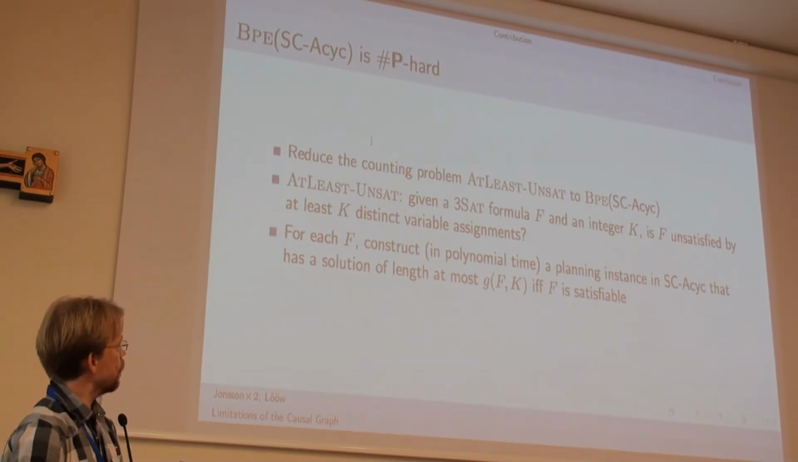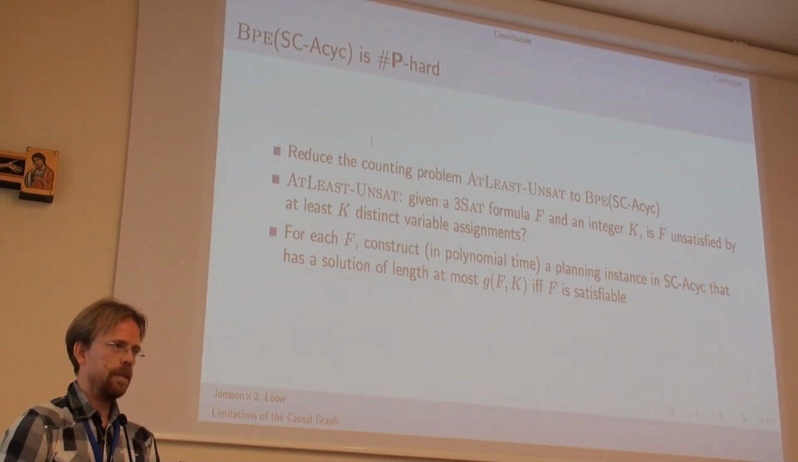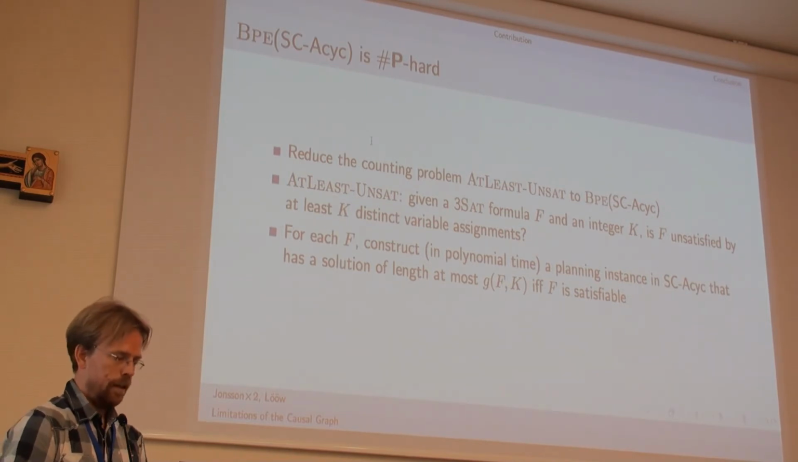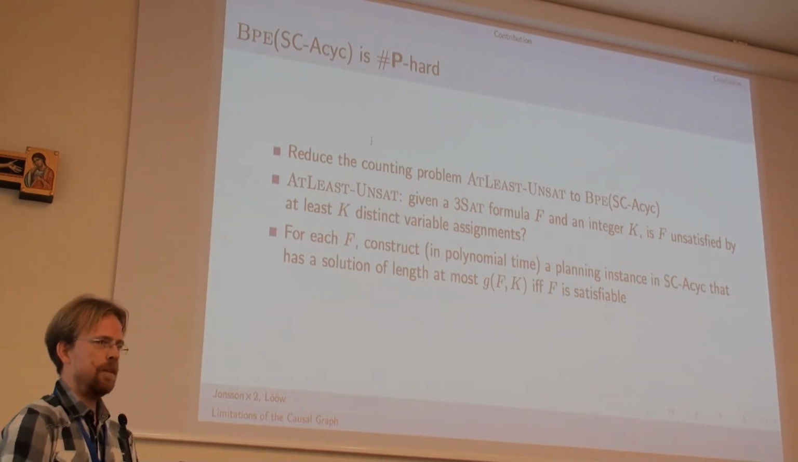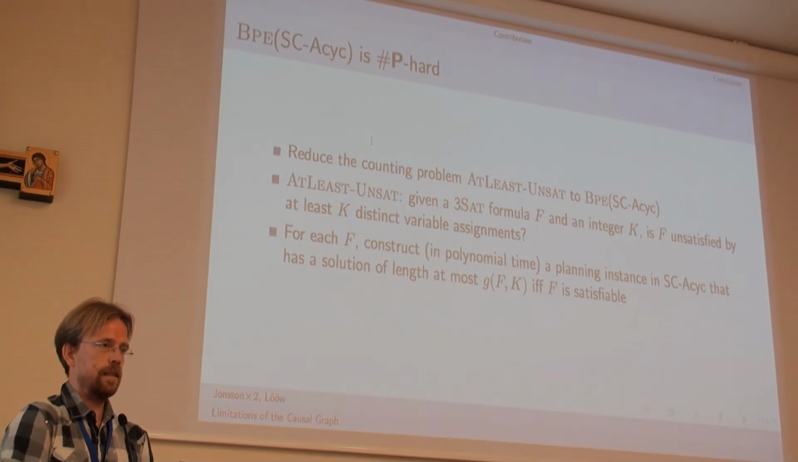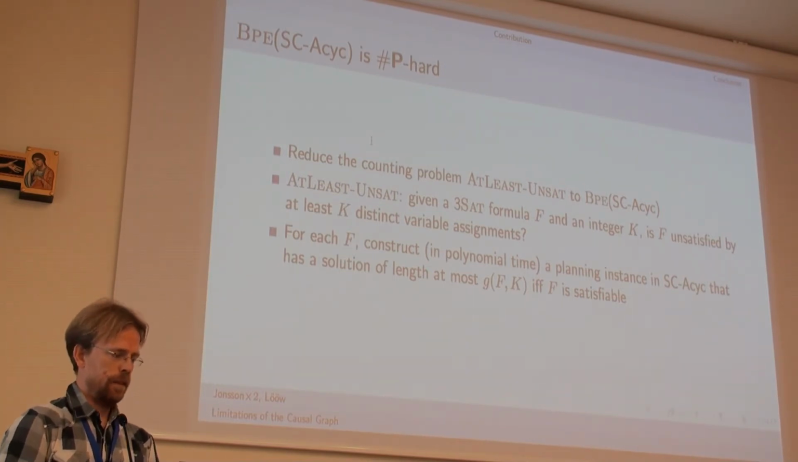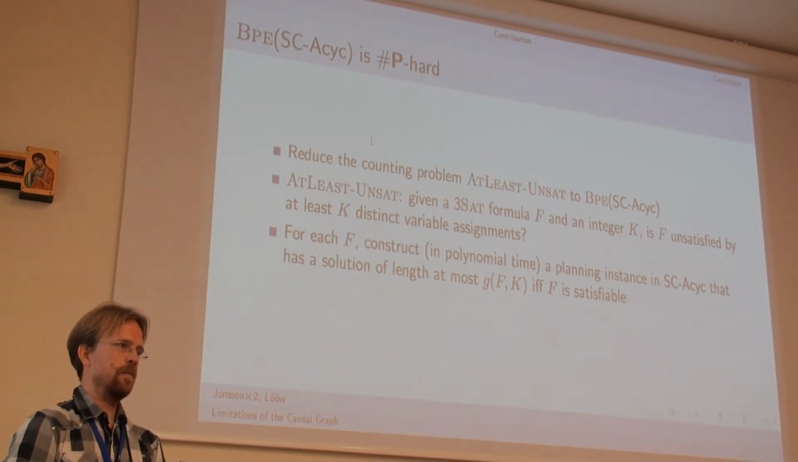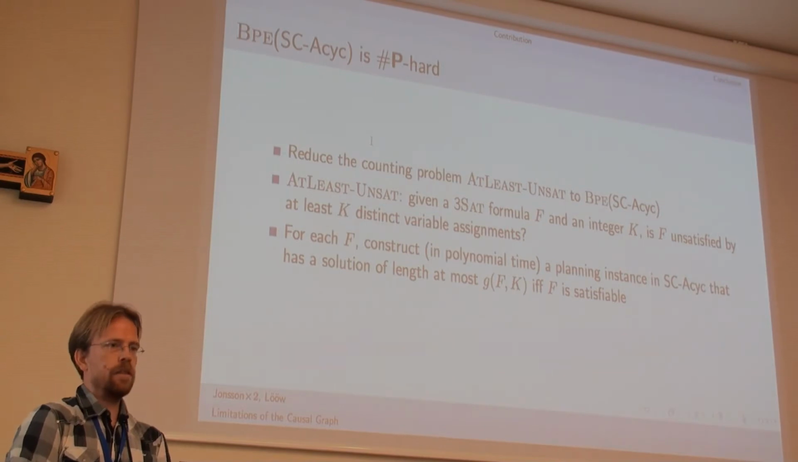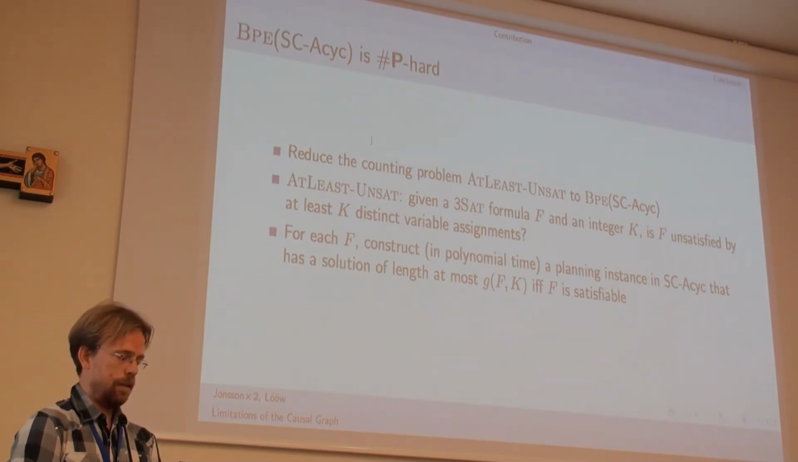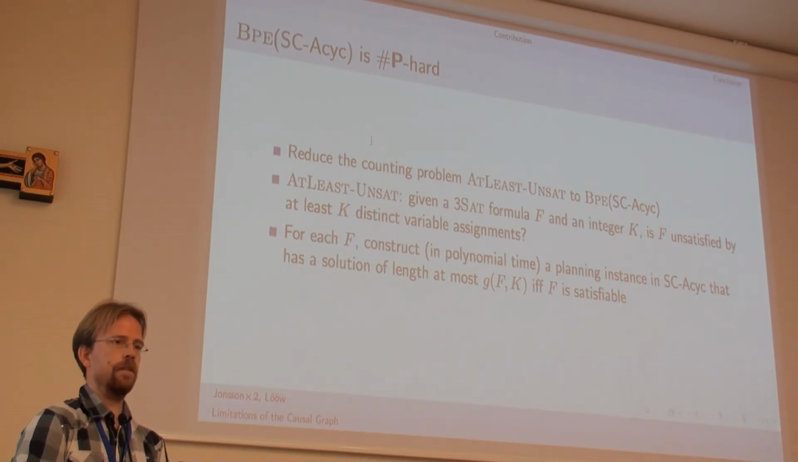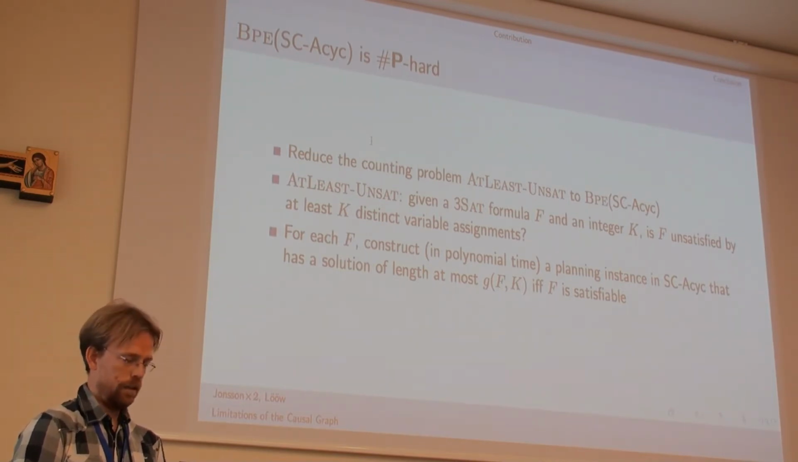Given a 3-SAT formula f and an integer k, is this formula unsatisfied by at least k variable assignments, distinct variable assignments? We now reduce this to a problem of our class in polynomial time, by constructing in polynomial time a planning instance in our class that has a solution of length at most some function of the formula and the bound, if and only if f is satisfiable.